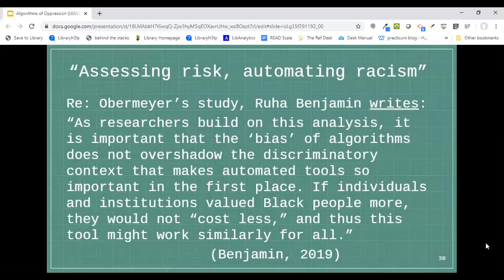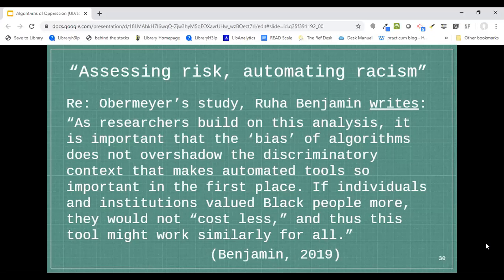In response to this article in Science, the journal Science, Ruha Benjamin, who has a relatively recent book called Race After Technology, in which she talks about what she calls the New Jim Code, as in ways that technology is policing us in the same way that Jim Crow laws did, writes that it's important that we're not just letting algorithms take the blame. So it's important that the bias of algorithms does not overshadow the discriminatory context that makes automated tools so important in the first place. If individuals and institutions valued Black people more, they would not cost less, and thus this tool might work similarly for all.